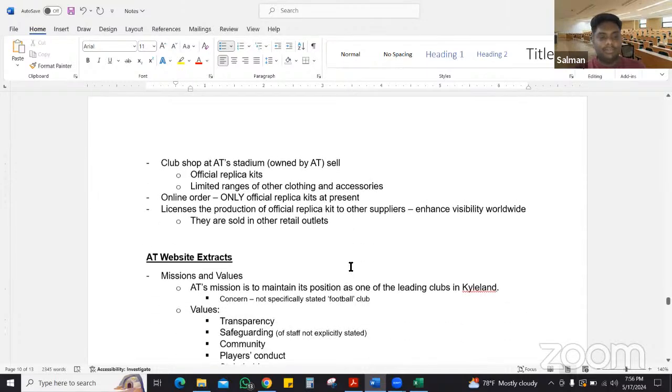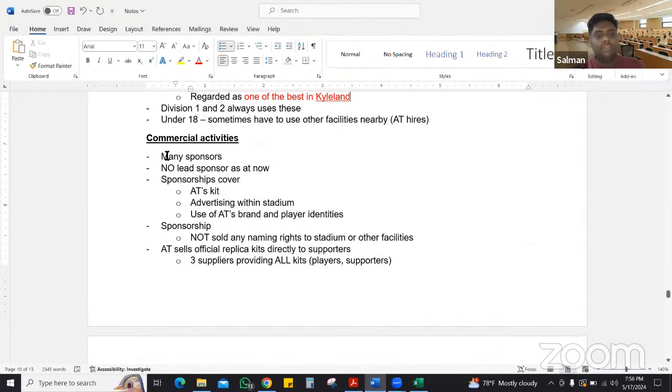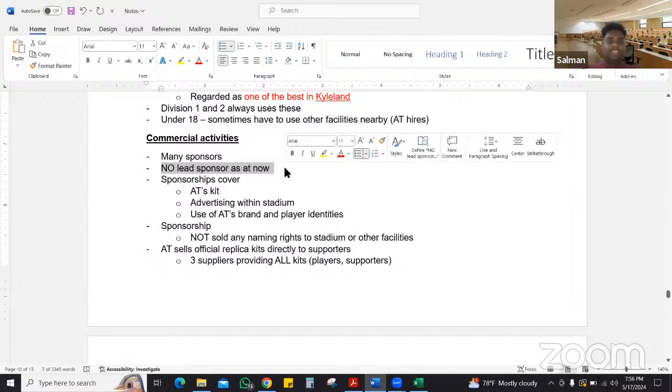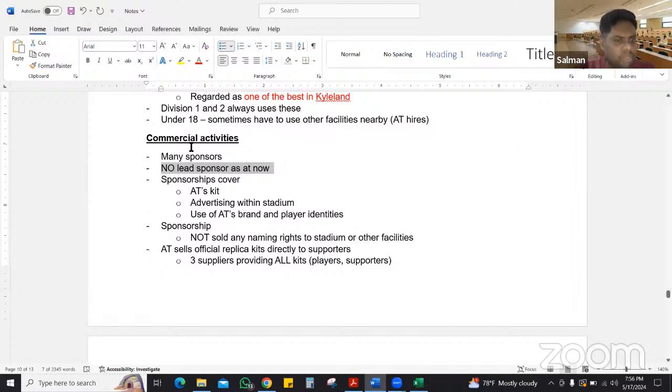Commercial activities. Many sponsors, we discussed sponsors, but no lead sponsor as of now. The lead sponsor is the main sponsor. As you can see, if you like cricket, we have Dialog, the main sponsor. Look at what we discussed earlier, Real Madrid, Emirates. So there's no lead sponsor as of now. Not having a main sponsor is a problem.